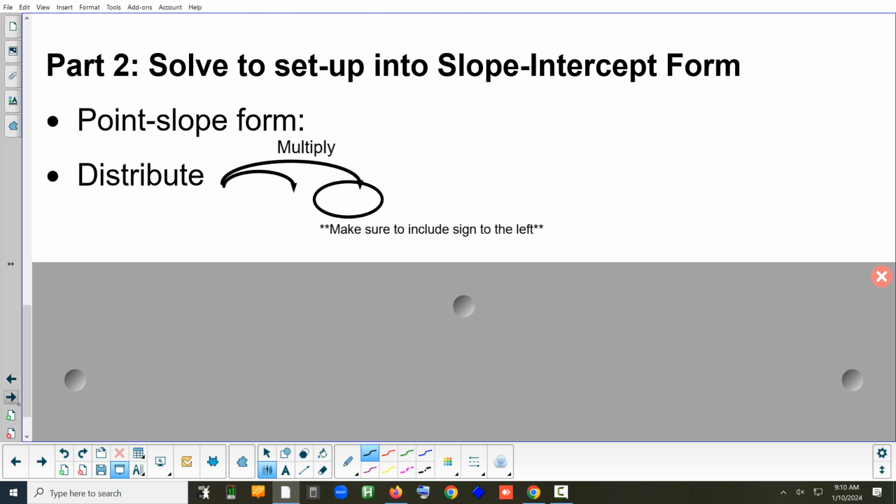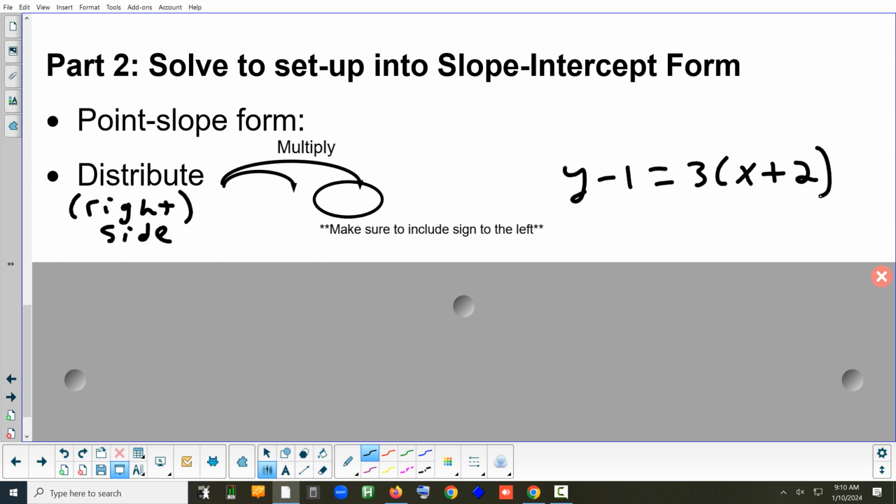Okay, so under part 2, if they want you to write something in slope-intercept form, the first thing that you have to do is distribute. You're distributing on the right side. So let's say you have something like this. If you distribute that 3, you don't have to write this example, I just want you to see it. What's 3 times x? 3x. And what's 3 times 2? 6.